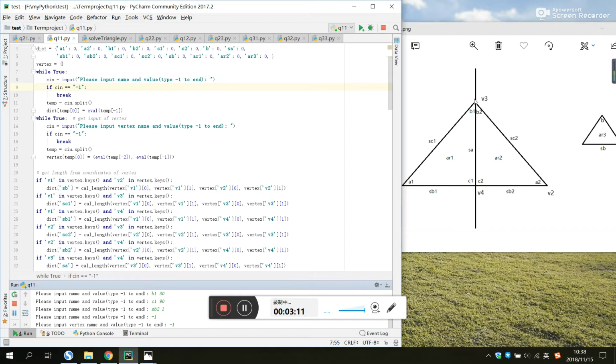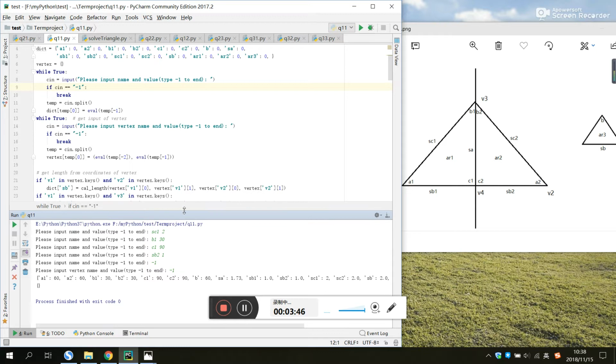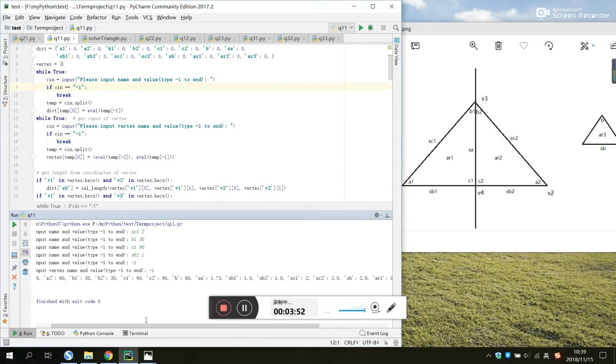Since for the left triangle we know SA1, B1, C1, it's solvable. So we know SA1 and C1, so C2 is solvable. So in the right triangle, we know SA, C2, and SB2, so it's solvable too. So the whole picture is solvable. So let's say it displays all the existing items.